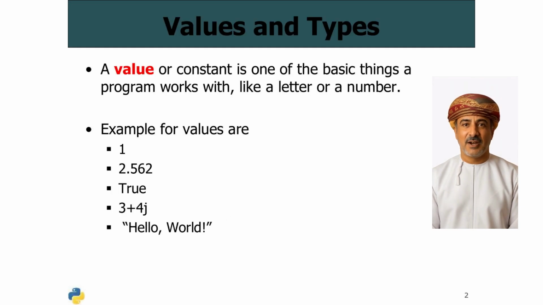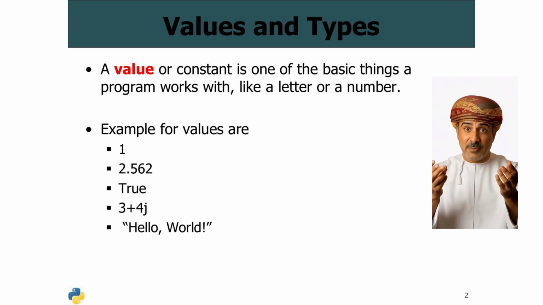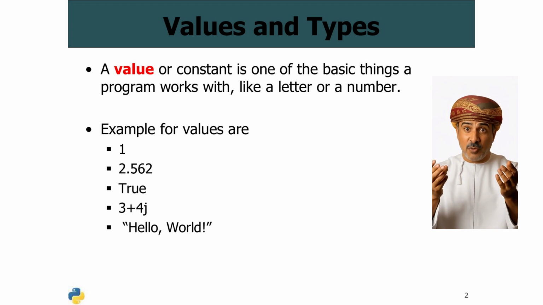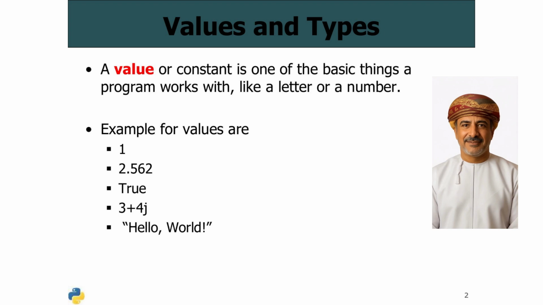Values are fundamental elements in programming, such as numbers, strings, and booleans. Examples include integers like 1, floating point numbers like 2.562, booleans like True, complex numbers like 3 plus 4j, and strings like "hello world". Understanding these helps in manipulating data effectively.